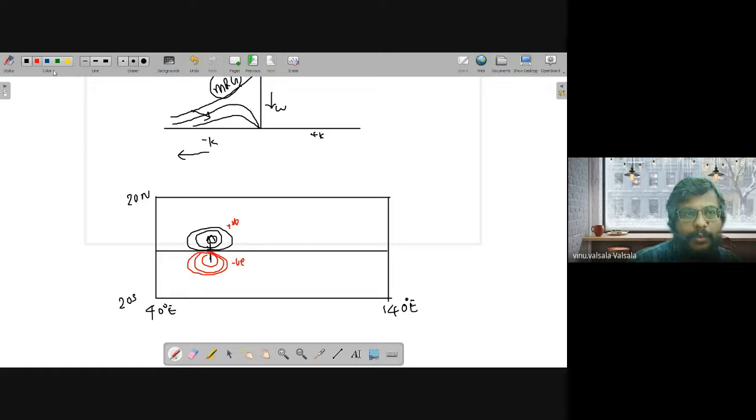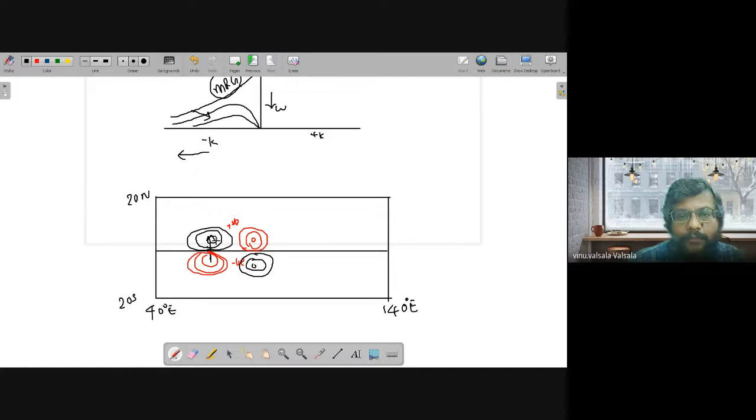Okay, so a counterpart you can draw on the right hand side. There will be another negative forming here because they are waves with an asymmetric structure, right? And there will be a positive component in the south. This is a typical shape of a mixed Rossby gravity wave with the westward phase propagation.